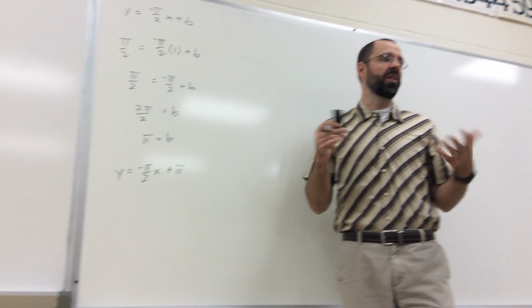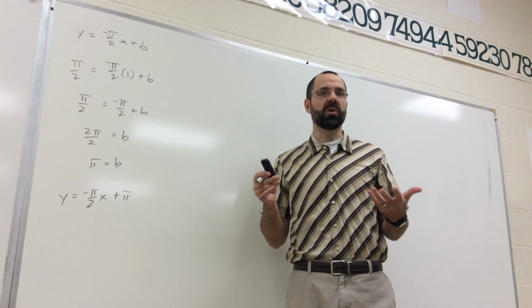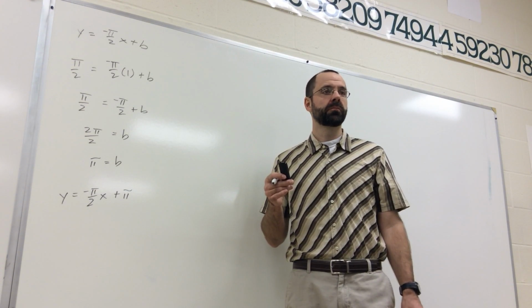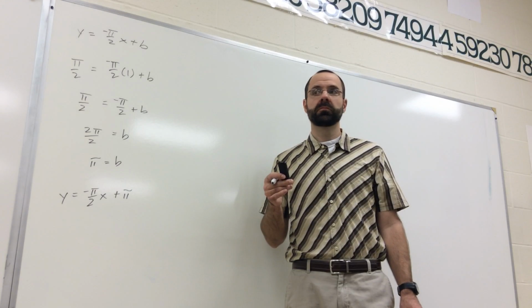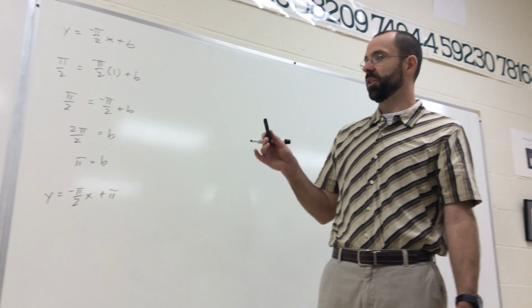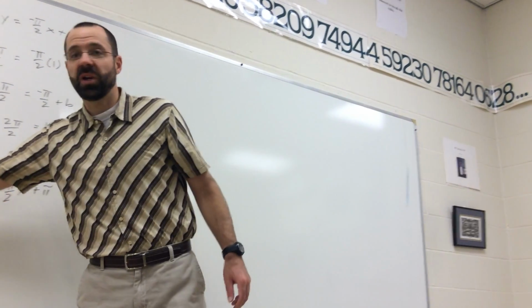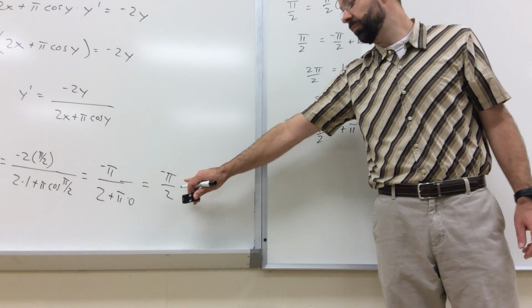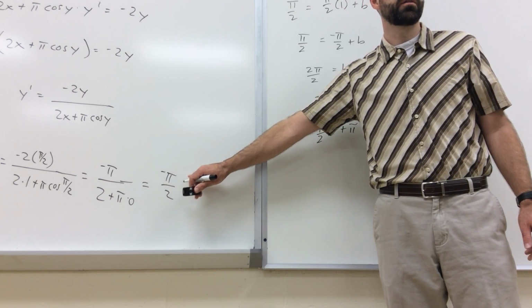Okay, what if it went on and said find the equation of the normal line? How would you go about doing that? Yeah. The slope would be the opposite. Good. So the slope here was -pi over 2. So the slope of the normal line would be +2 over pi.